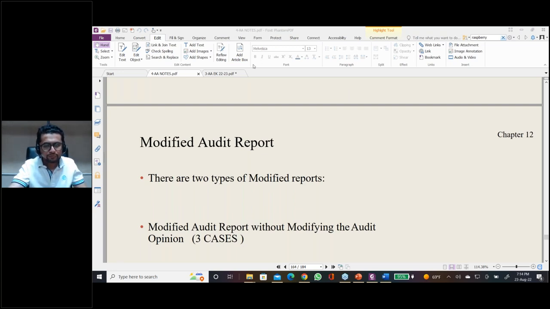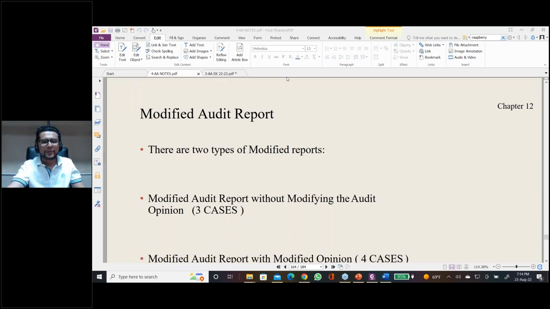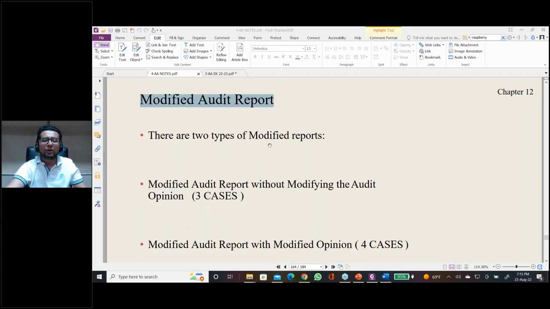Okay. Let's go to the audit report type 2, which is called the opposite of unmodified audit report, and it's called modified audit report. Let's start the second type of audit report, which is called modified audit report.